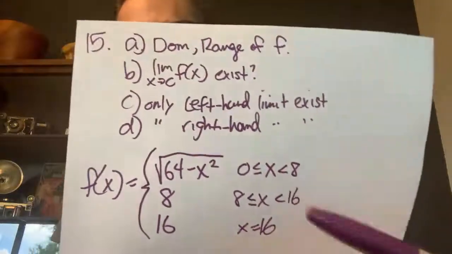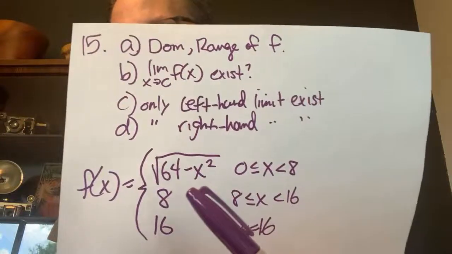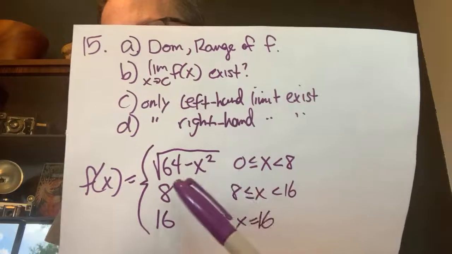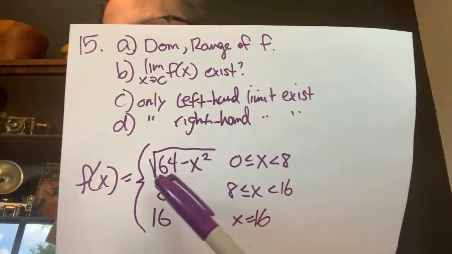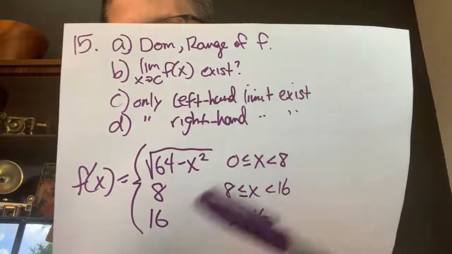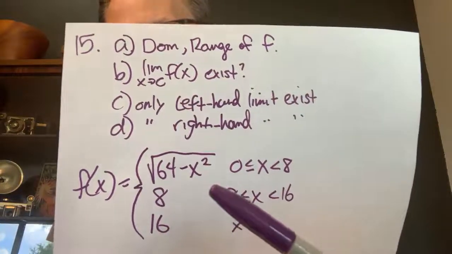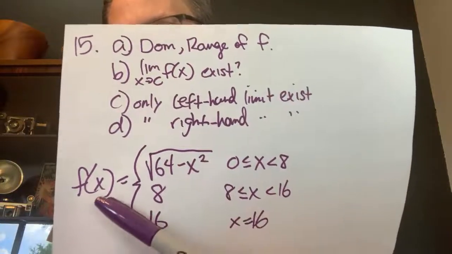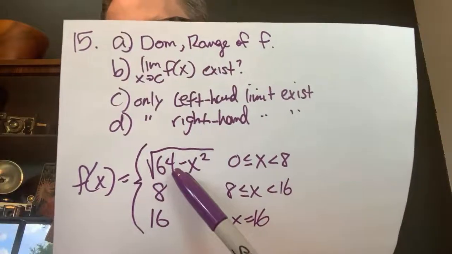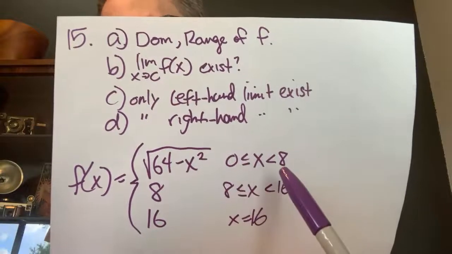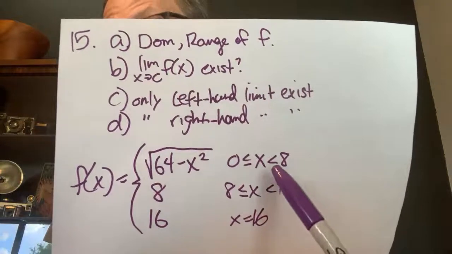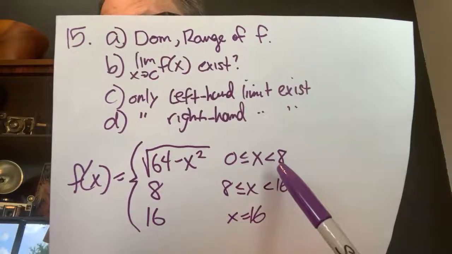So I just want to say that all of these stipulations here, these conditions, is that this is basically a semicircle. It looks like the Pythagorean theorem, x squared plus y squared equals 64, but y is here, so it's basically solved for y. So it's like a semicircle with radius 8, and it starts at 0 and goes up to 8, but not including 8. But it could include 8 if we wanted it to.